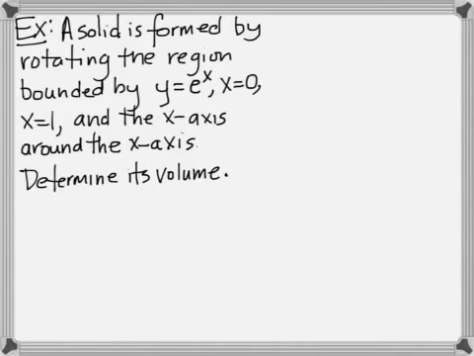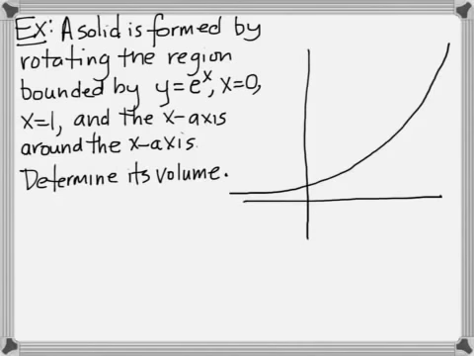So first, let's sketch the region. So there's y equals e to the x. That's that exponential growth curve. This point right there is (0, 1). There's x equals 1. That's one of the boundary curves I've given. x equals 0, of course, is the y-axis. And then the other boundary curve is the x-axis. So here's my region that we're going to rotate.